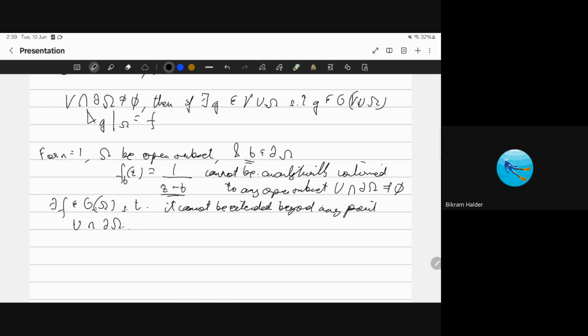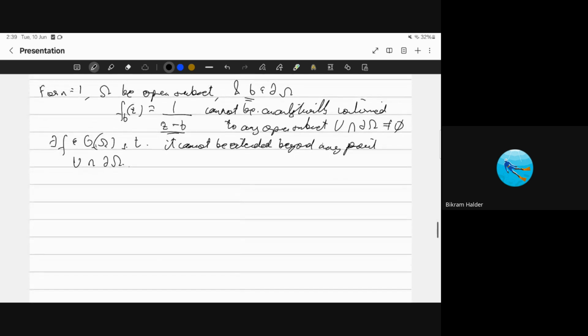But here the domain was general, so that means for every domain such a function is always possible. But this is no longer true when we go to n greater than or equal to 2.